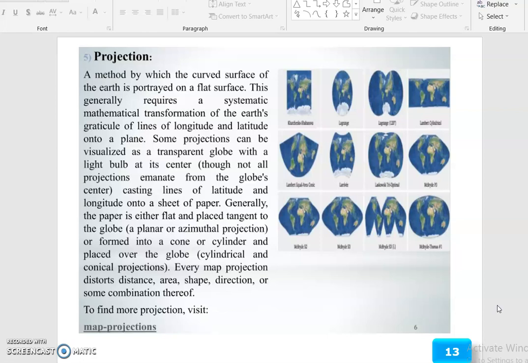Casting lines of latitude and longitude onto a sheet of paper. Generally, the paper is either flat and placed tangent to the globe, a planar or azimuthal projection, or formed into a cone or cylinder and placed over the globe: cylindrical and conical projections. Every map projection distorts distance, area, shape, direction, or some combination thereof. So to find more projections, visit the map projection site also.